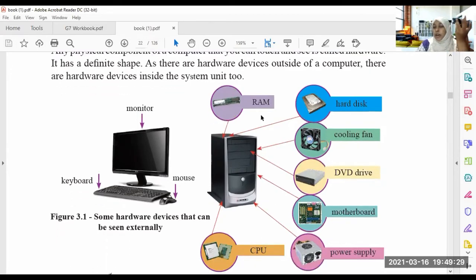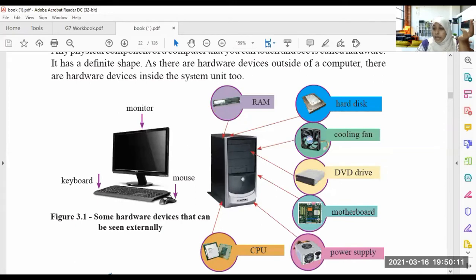Inside the system unit, we have the RAM, the random access memory, which is the temporary memory. The hard disk, which is the secondary storage device. The cooling fan, we use the cooling fan to cool down the computer, right? To cool down the processor. You know that, I taught you that. The DVD drive. You should know that there are external DVD drives and internal DVD drives. This is an internal DVD drive. It is already fitted inside the computer. There are some external DVD drives. It is portable. We can take them anywhere we go.